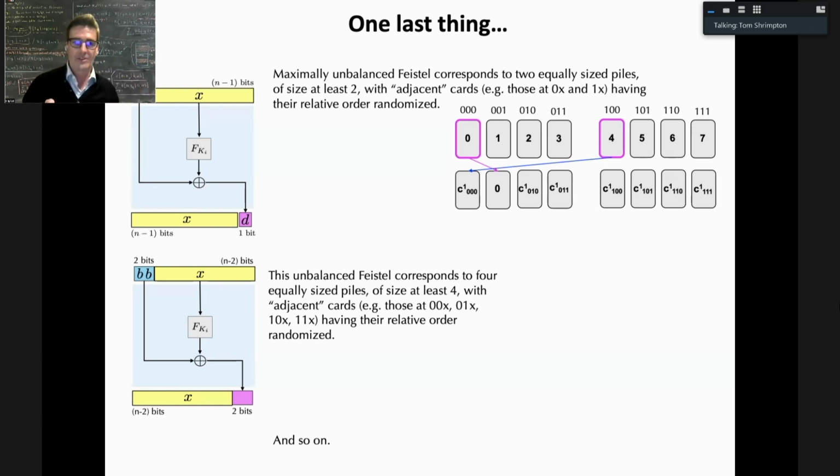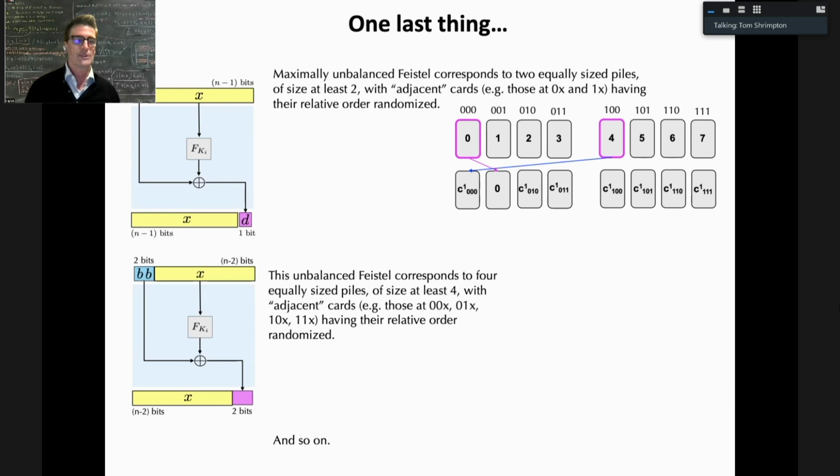So maximally unbalanced Feistel, in other words, where you have one bit hanging off the side, gives us two equally sized piles, and you randomize the relative ordering of one card from each pile. If you were to then move to a slightly less unbalanced Feistel, where you now have two bits on the left, this corresponds to having four piles, named by 00, 01, 10, and 11. You have four piles, and you would end up randomizing the relative order of one card from each of those piles, and so on.